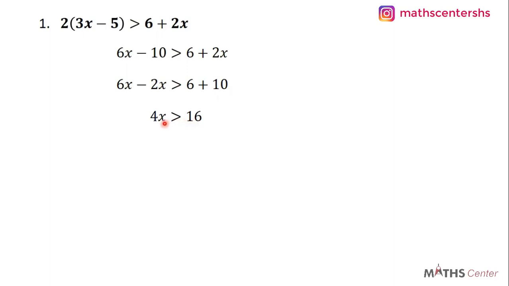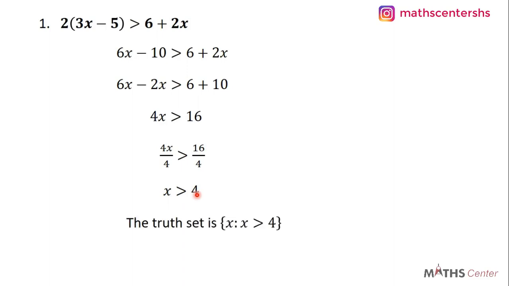So when you get to this level, you've seen that you have to divide through by the number attached to the variable, which is x. So here the number attached to x is 4. So you divide both sides of the inequality sign by 4. So if you are dividing through by 4, you are going to have 4x divided by 4, 16 divided by 4. 4 will cancel 4, so you are going to have x at this side. 16 divided by 4 is 4.